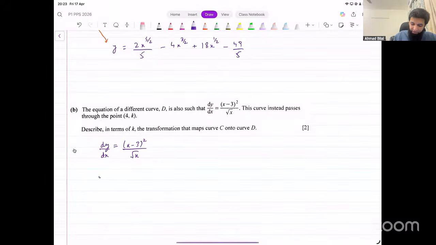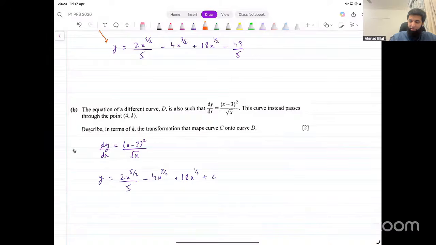The curve is still the same. Y equals, as in most of the curve is still the same. It's still 2x to the power 5 over 2, over 5, minus 4 into x to the power 3 over 2, plus 18 x to the power 1 over 2, plus c. That's the equation of the curve.